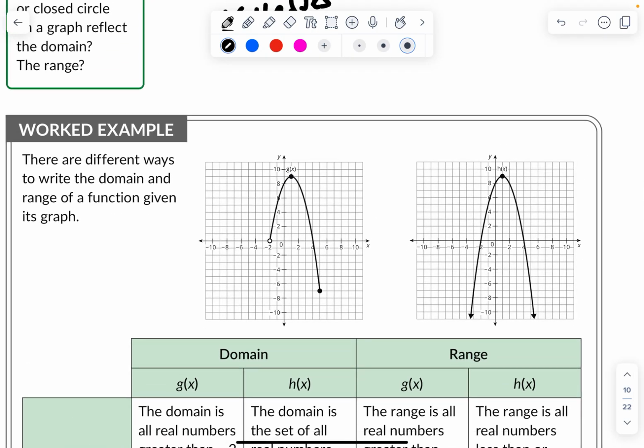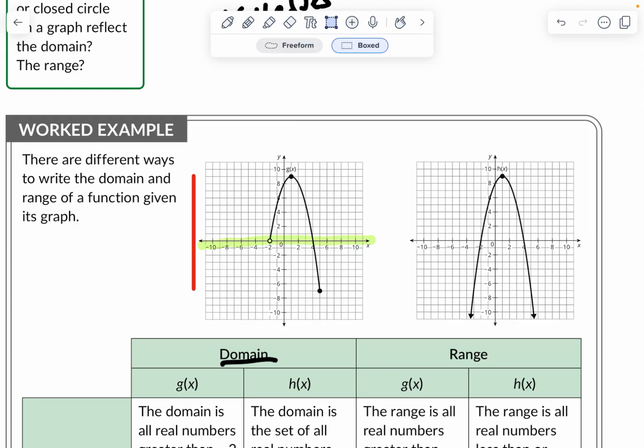Okay, so I'm going to show you domain and range. If I want to do the domain of the first graph, first of all, you are only allowed to look at the x-axis. I'm going to use a vertical line to demonstrate domain. You're looking at the x-axis, and you only get your numbers off the x-axis.